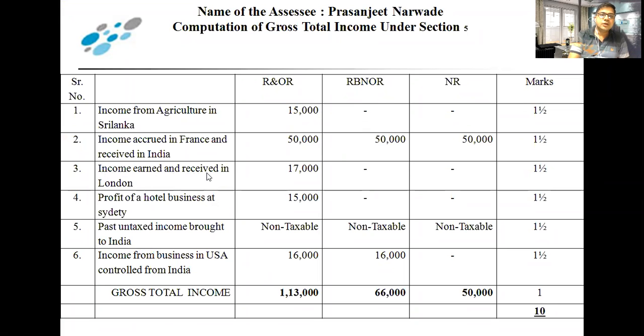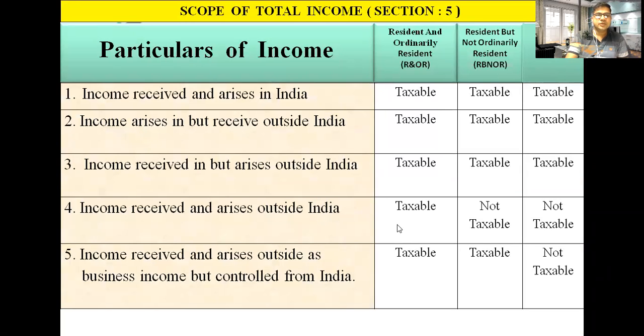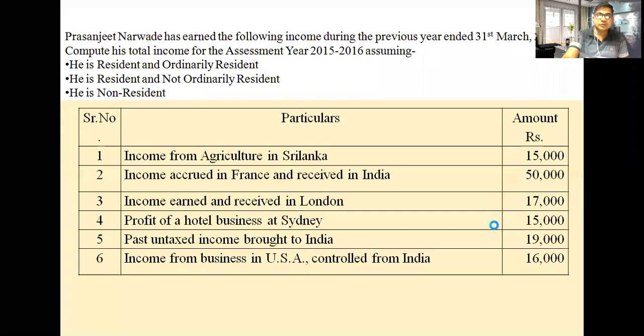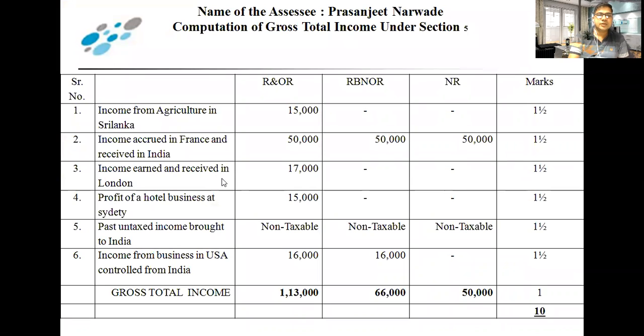Next, income earned and received in London. Again, the fourth condition: income received and arising outside India is taxable to R&OR and non-taxable to RBNOR and NR. Here, income earned and received in London, so taxable to R&OR 15,000 and non-taxable to RBNOR and NR. Why? Because earning and receiving, both are done outside India. Therefore, it is taxable to R&OR and not taxable to RBNOR and NR.